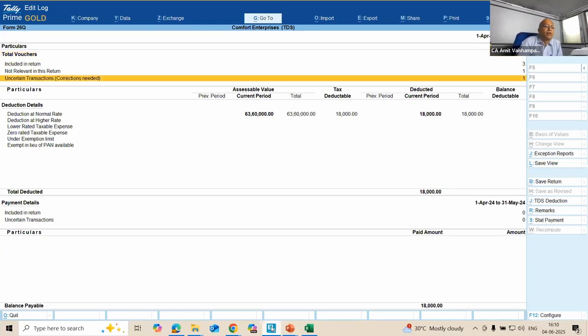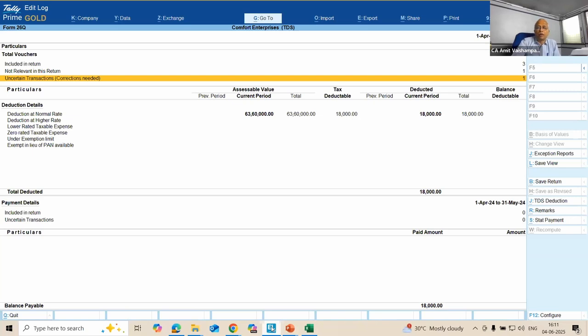We can also observe there's one uncertain transaction. This is the transaction where possibly the PAN number is not there. This particular report is called the triangulation report. This is where the product uses some kind of intelligence to understand what types of transactions are affecting the TDS returns. So whenever we are preparing this 26Q using Tally, we have to concentrate on line items called uncertain transactions.